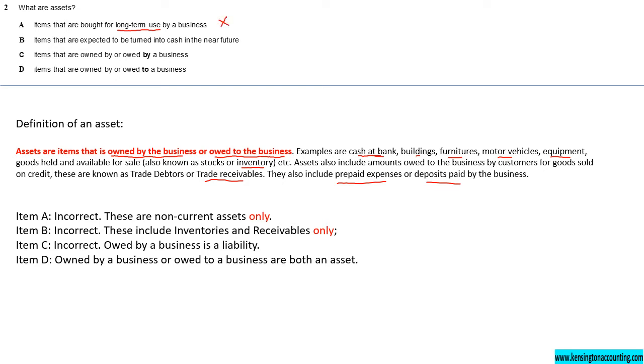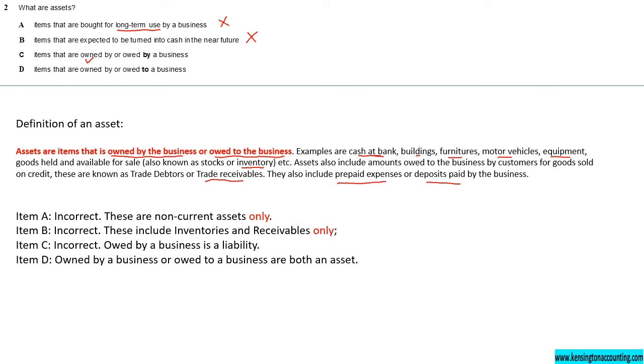Item B is talking about cash or items to be turned into cash in the near future. Here it is referring to trade receivables and inventories. Again, it is referring to part of current assets only and not referring to other types of assets like buildings, furniture, and so on. Therefore, this is not a complete definition of asset. Therefore, this is wrong. C is talking about items that are owned by the business, which is correct.